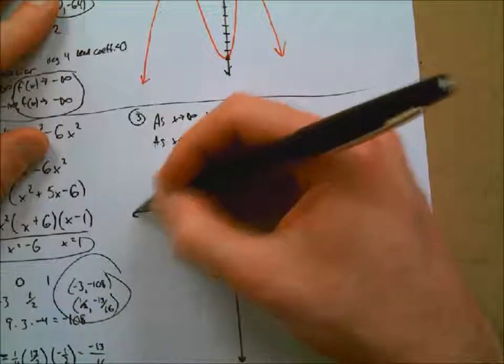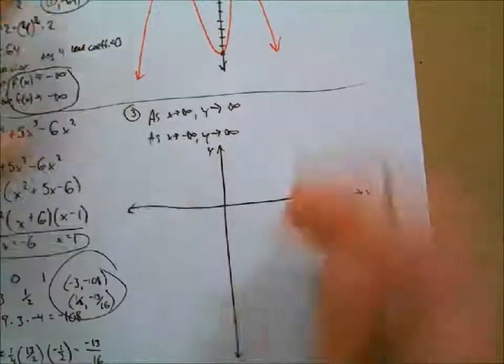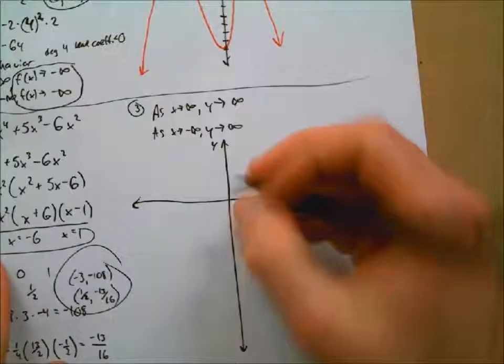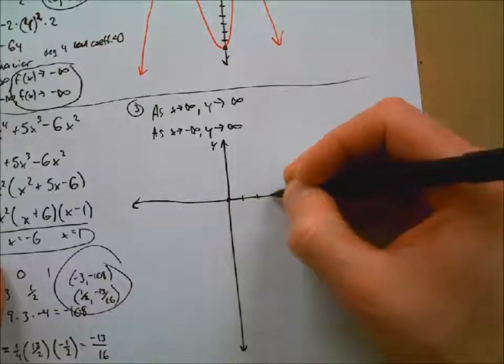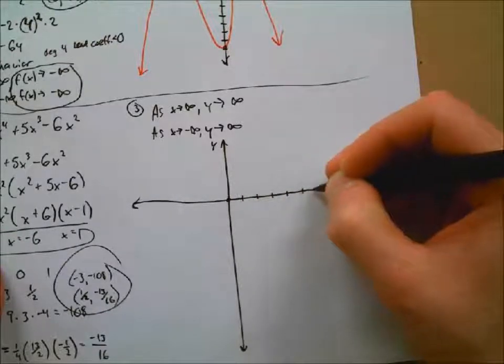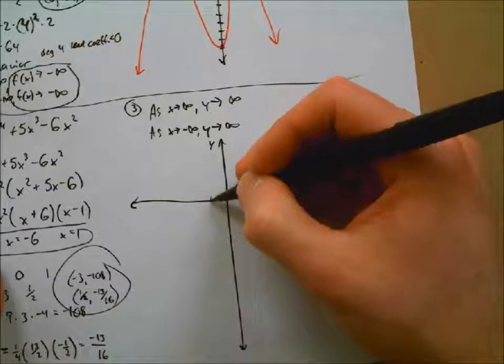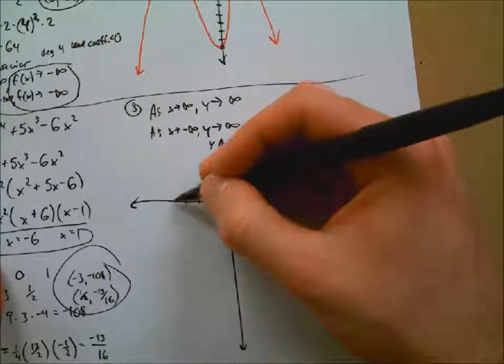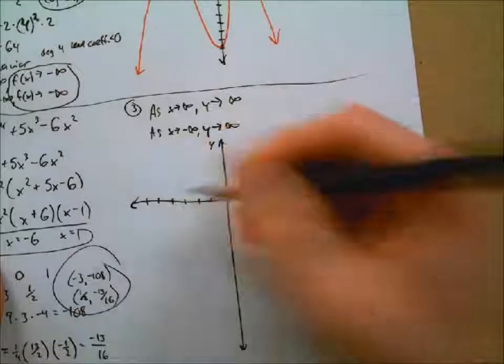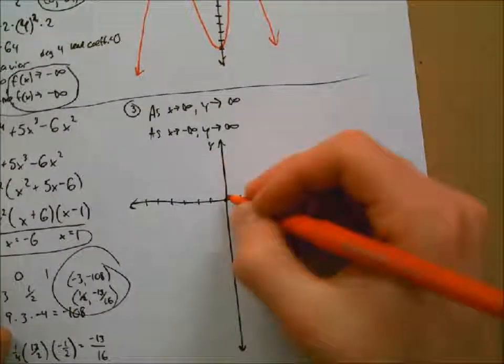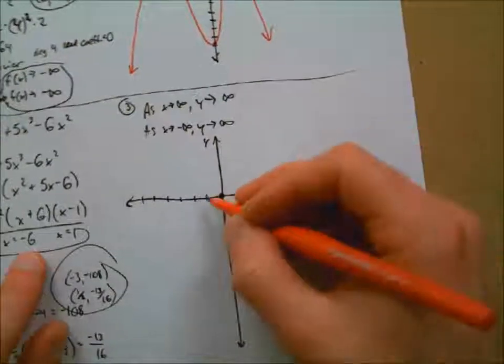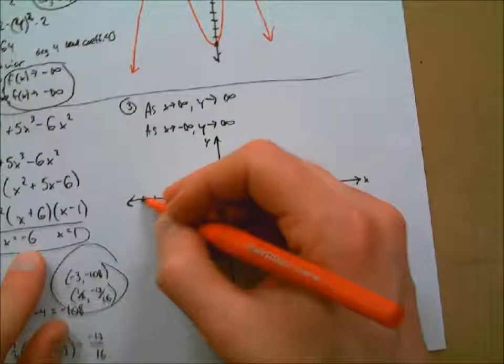Okay. X, y. So let's see here. So we've got 0, and then 1, 2, 3, 4, 5, 6. Okay, so there's -6. There's 1. Okay, we got all that. So 0, 0, -6, 1, 2, 3, 4, 5, 6. X equals 1.